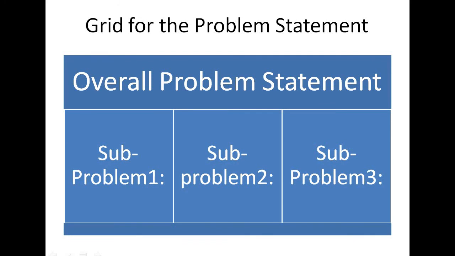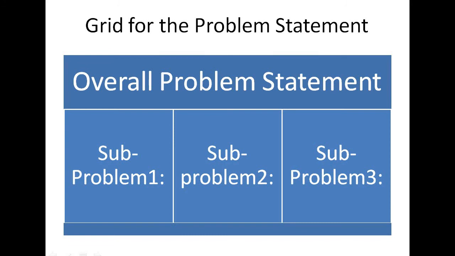The part on the above is the overall problem statement. This is the main statement of the problem. Then, what is sub-problem number 1? These are the supporting details. Sub-problem number 2, sub-problem number 3. We have just taken three subproblems. It might be only two subproblems in some kinds of researches.